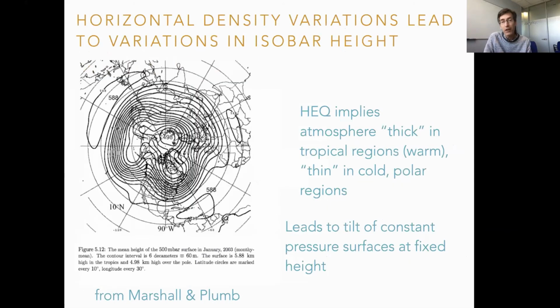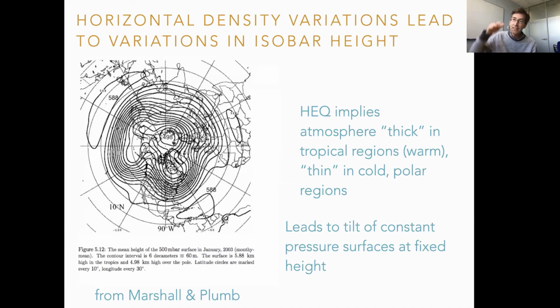You can actually see this effect on Earth, for example. This is the mean height of a particular pressure surface, the 500 millibar surface, in January of 2003. And the point is just that the atmosphere is thicker, effectively. That particular pressure surface is higher up in the atmosphere in the regions where it's hot and less dense, so here at the equator, and it's thin, it's slumped down in those cold polar regions.